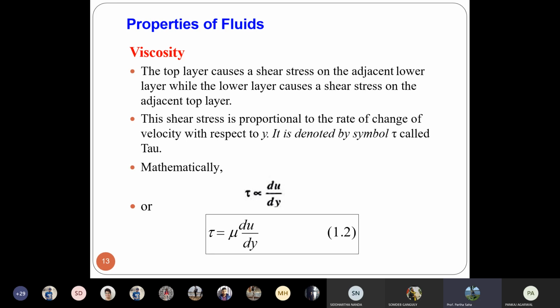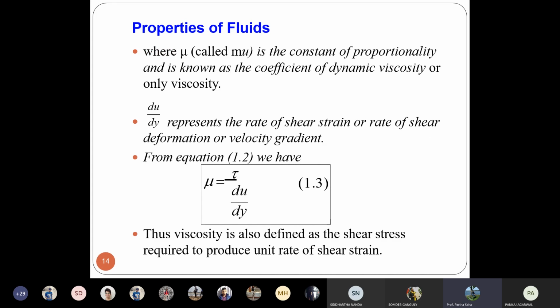The proportionality constant mu is known as viscosity, or sometimes dynamic viscosity. So this mu is the constant which is called the viscosity. And what is the equation for viscosity? It is nothing but shear stress divided by velocity gradient, which is sometimes also called shear strain. The velocity gradient is also called shear strain, and the unit of shear strain is inverse of time. It can be inverse of minute, inverse of second, inverse of hour, but generally the SI unit is inverse of second. So let's move to the next slide.